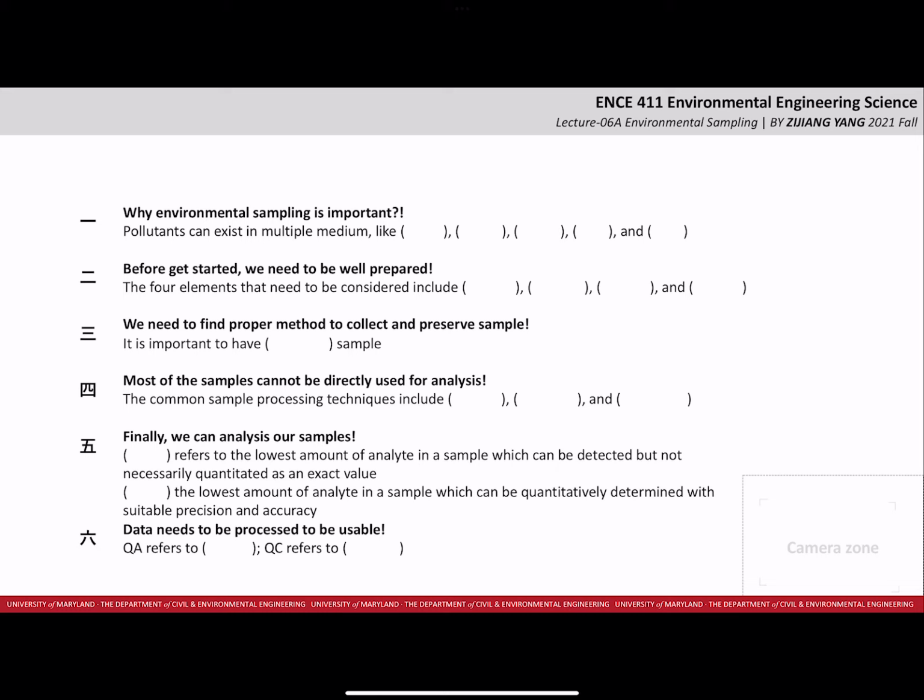So let's just do a quick review of what we have talked about in this lecture. First, pollutants can exist in multiple mediums like soil, water, air, organism, and sediment. Yes, I didn't mention it in the second slide, but generally we also have sediment. And before we get started, we need to be well prepared. So the 4 elements need to be considered during the planning.